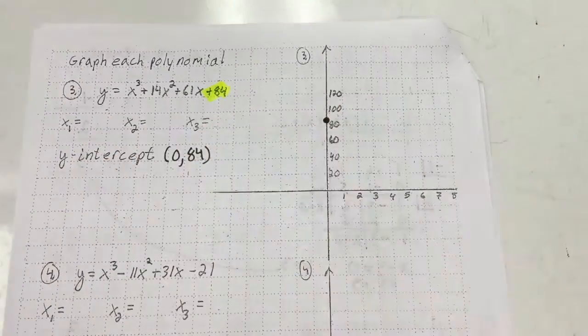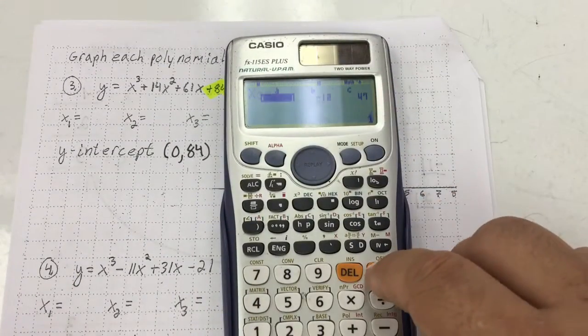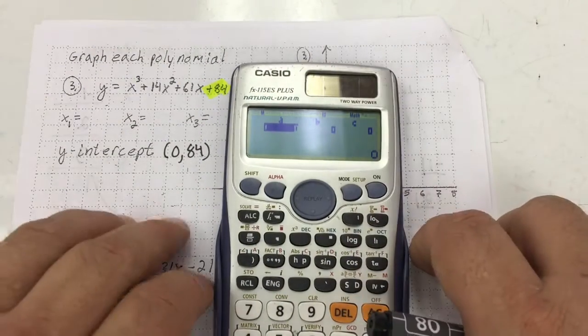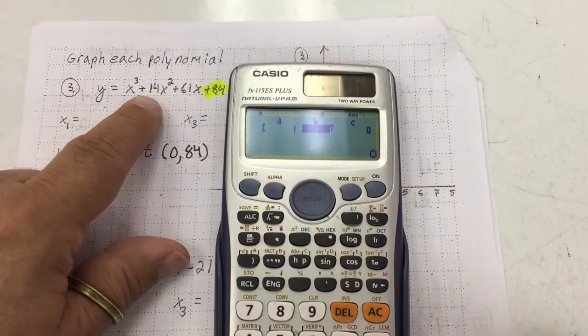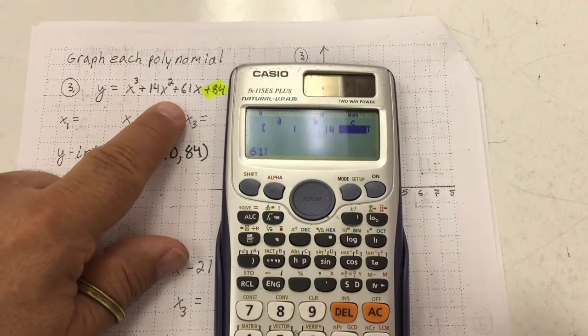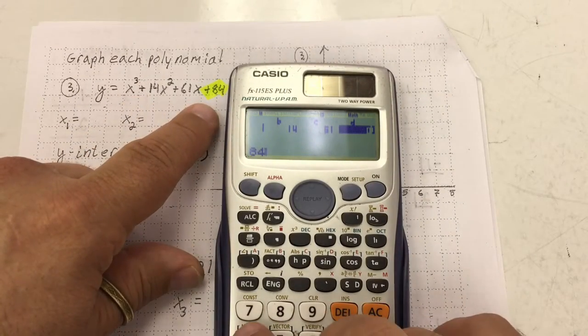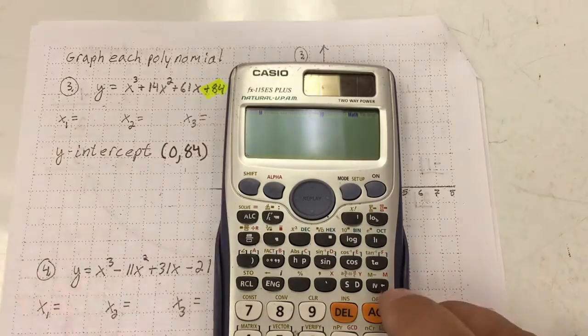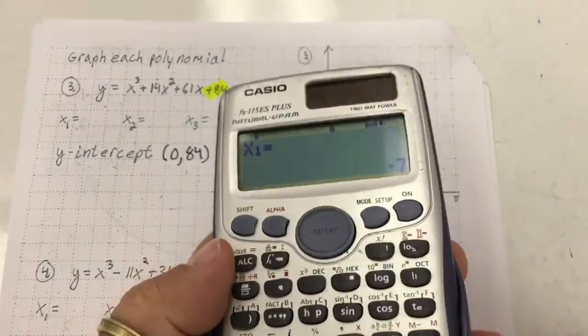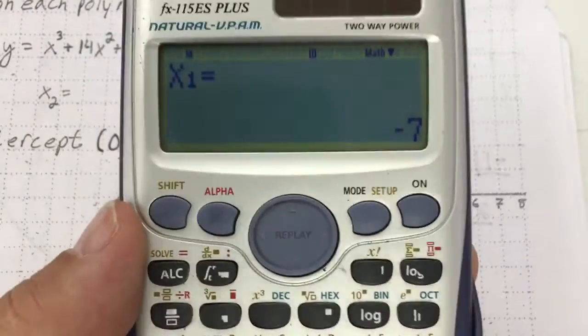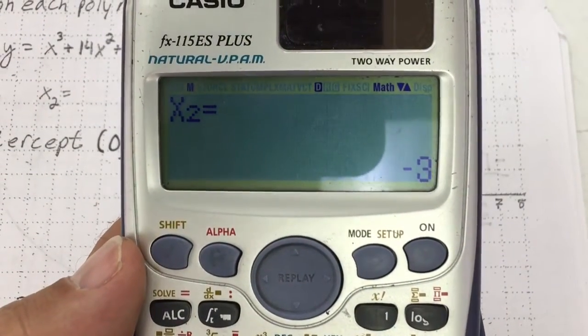Now I'm going to find my zeros, not by synthetic, but just by using this. So I hit AC to clear it out. Then I'm going to type in the coefficients: 1, then 14, then 61, then 84. I hit equals again, and it's going to give me those answers. It takes a while. One of my answers is negative 7. Another answer is negative 3, and another answer is negative 4.